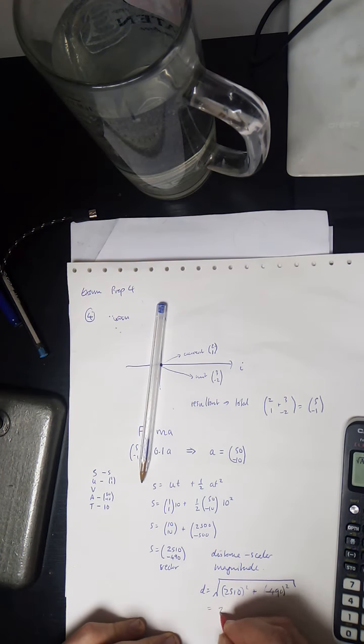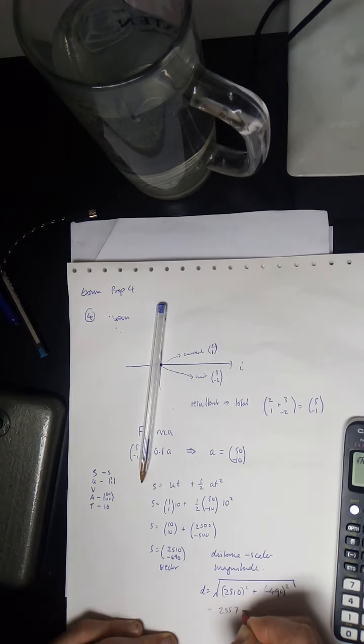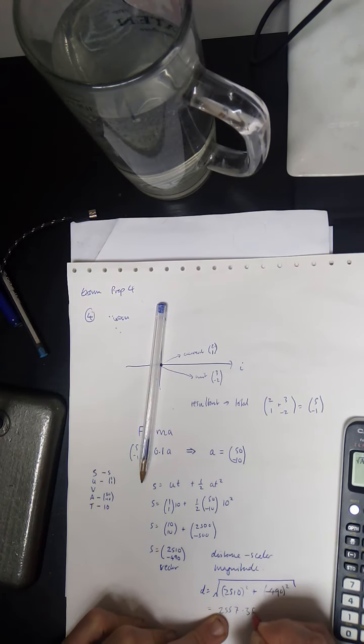I got 2557. How many decimal places? 2 decimal places can't hurt. Meters. There you go.